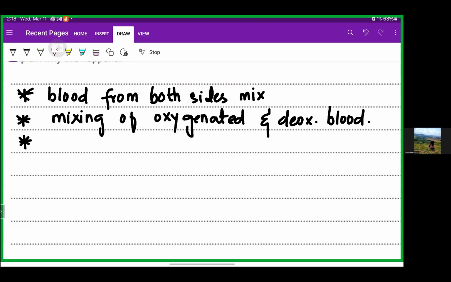Now, what will be the result of this mixing? There will be less amount of oxygen, or decreased amount of oxygen, decreased oxygen reaches or is supplied to muscles.